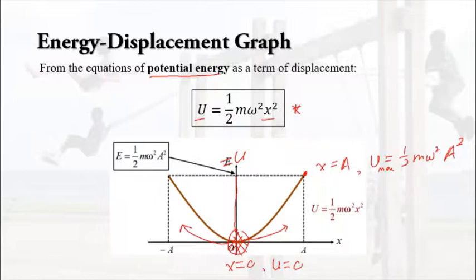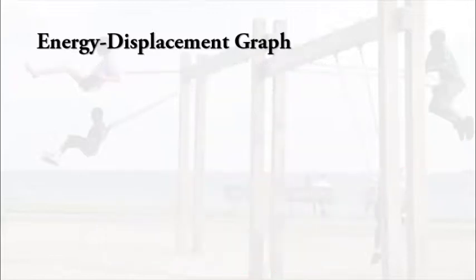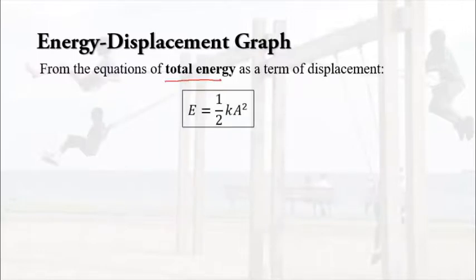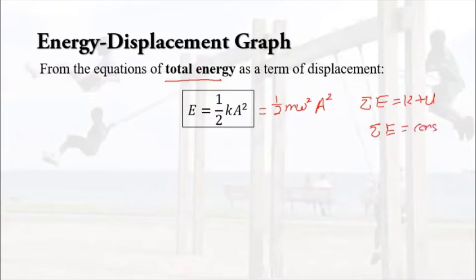Alright? And the last graph that we're going to look at is the total energy in terms of displacement. So we have E equals 1 over 2 KA square, and at the same time it is equal to 1 over 2 m omega square A square. So according to the principle of conservation of energy, we know that E is equal to K plus U if there's no energy loss. Okay, and it is always equal to a constant value.